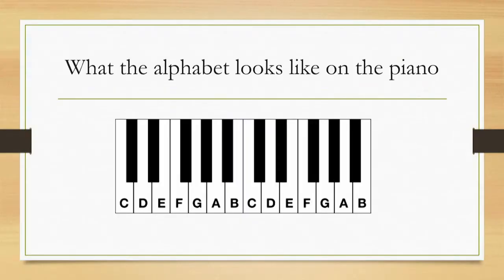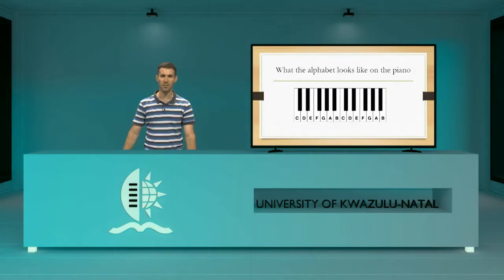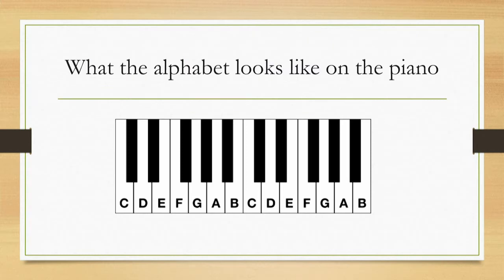Let's have a look at how the alphabet is represented on a piano. On the slide in front of you now is a small picture of a piano keyboard, or just a small section of the piano keyboard. You'll see that it consists of white notes and black notes. I've labeled all of them for you so that you can see which notes are which. At the moment, we're only dealing with the white notes. We'll get to the black notes a little bit later.